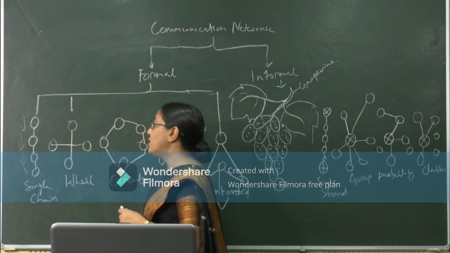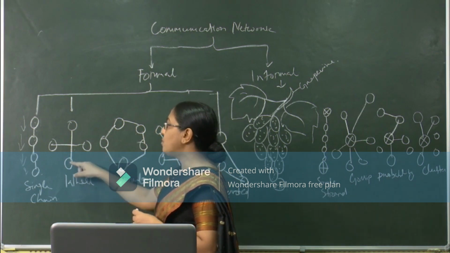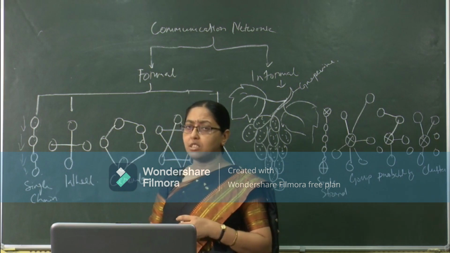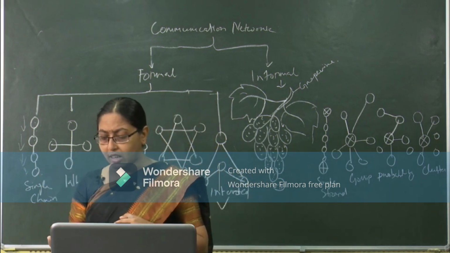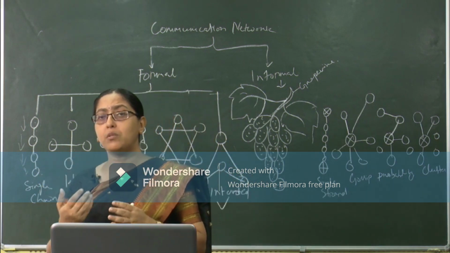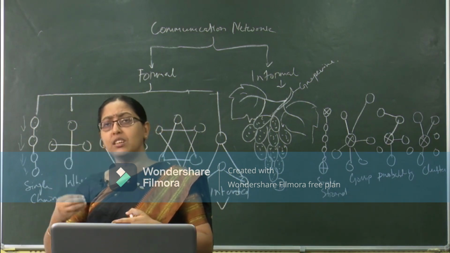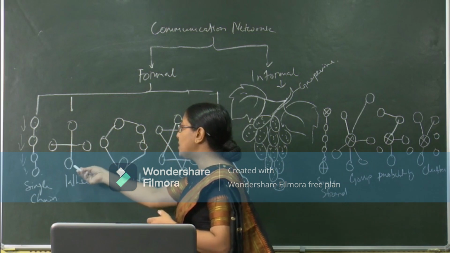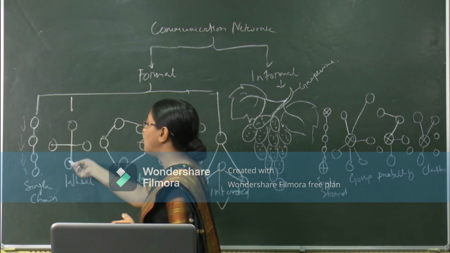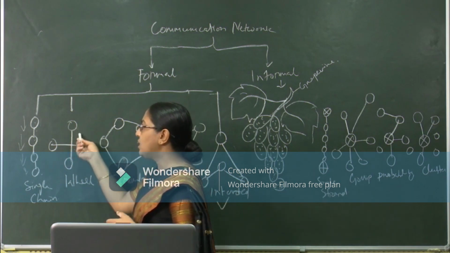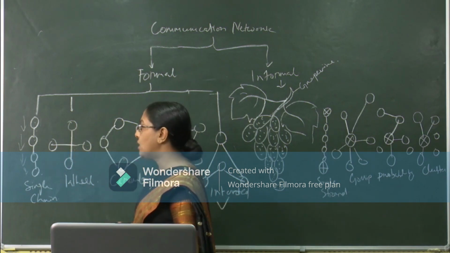Coming to the wheel system, here all subordinates can talk with each other, and they collect the information from one superior. In the wheel system, one superior communicates to the different subordinates. Like 4 people are there, but they are getting the instruction from a single person.